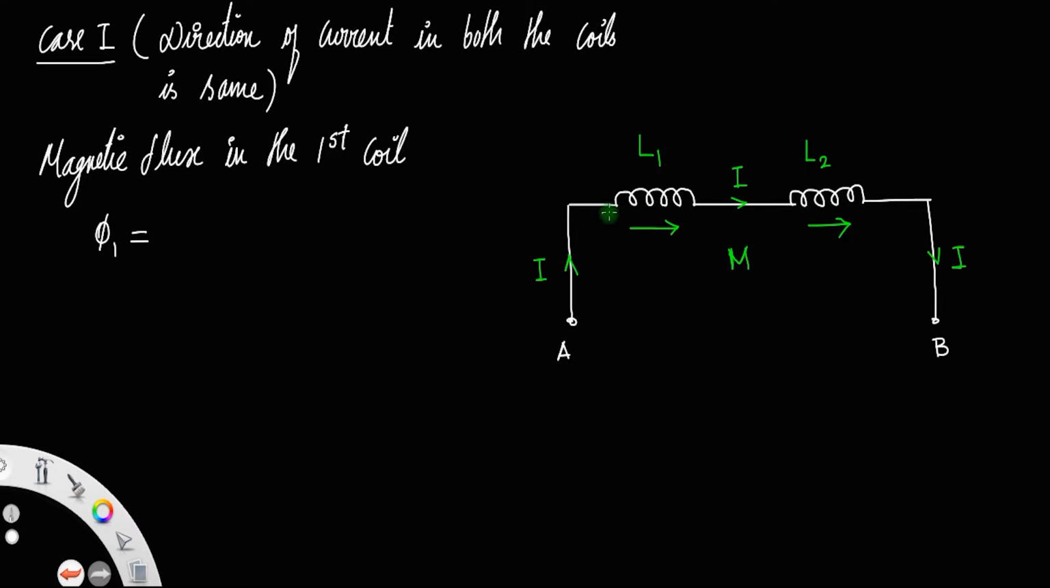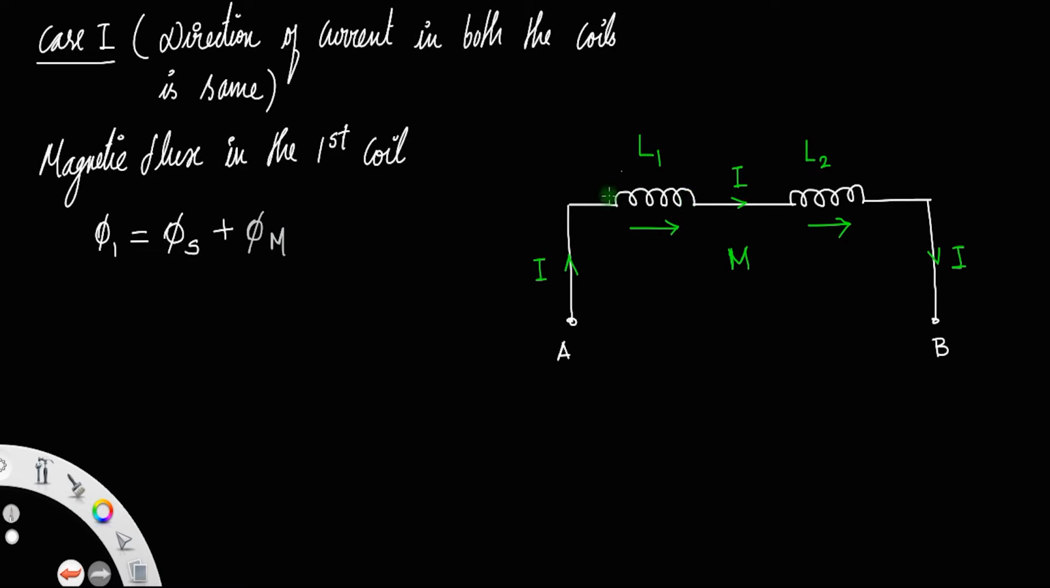Now the flux in the first coil is due to two reasons. First, a current is flowing through the coil itself, so a flux is developed across the coil itself. That phenomenon is called self-induction, phi s. Plus, since the second coil is close to the first coil, the current I also flows through the second coil. So a magnetic flux is developed in the second coil. This flux cuts the first coil, so a magnetic flux is linked with the first coil again. That phenomenon is called mutual induction. So we can write phi m. Clear?